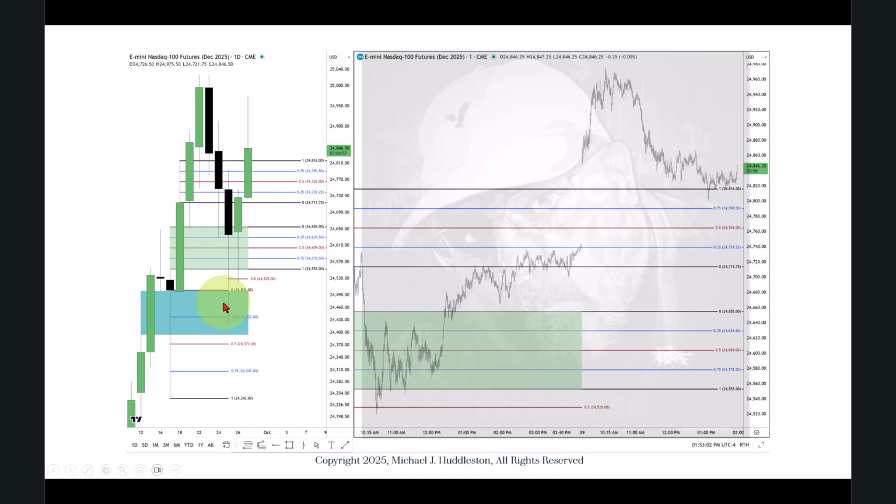But then we have this wick again. Split that in half, that's consequent encroachment. You can see that that's what happened right here. Okay, so on Friday, we traded down into that beautifully at 24,529. 24,529 even. Hits it there handsomely, and it rips back up bullish, but it's an inside day. So here's Thursday's high, Thursday's low, Friday's high, Friday's low. So it's inside of the previous day's range.